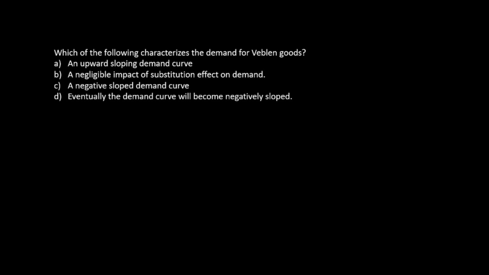Which of the following characterizes the demand for Veblen goods? So an upward sloping demand curve. So you know what is a Veblen good? So when the price of such goods increases, the quantity demanded also increases because they are considered as status symbols. So definitely this has an upward sloping demand curve. A negligible impact of substitution effect on demand. So this is also correct because in this case the law of demand does not hold. So there is very negligible substitution effect for these kind of goods.